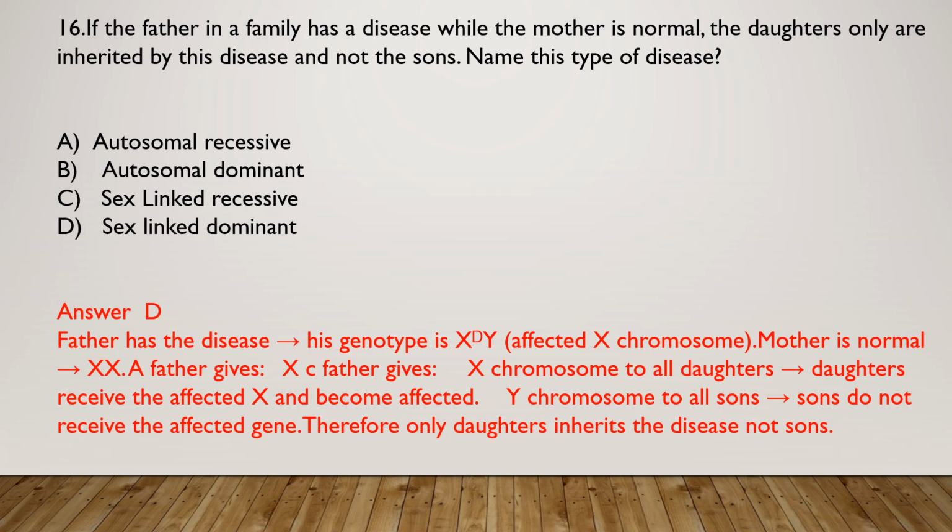Father has the disease. His genotype is XDY, with the affected X chromosome. Mother is the normal XX. Father gives an X chromosome to all daughters. Daughters who receive the affected X chromosome become affected. He gives the Y chromosome to all sons, and sons do not receive the affected gene. Therefore, only daughters inherit this disease, not the sons.